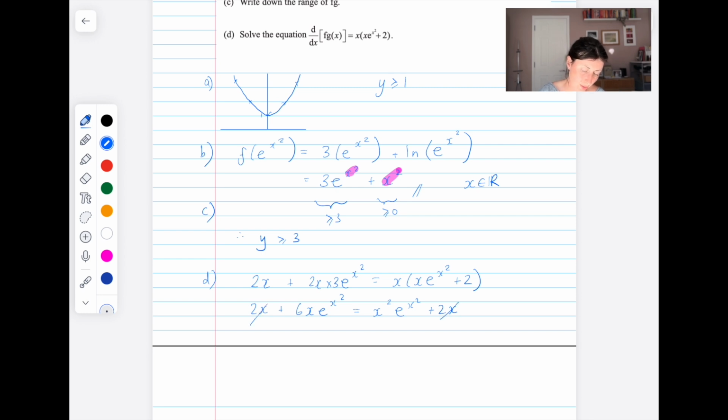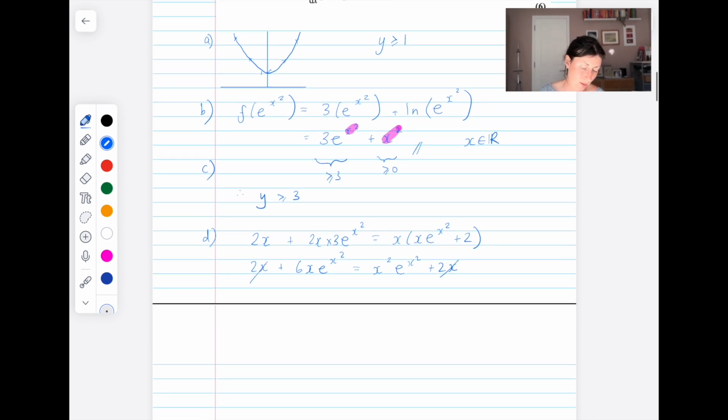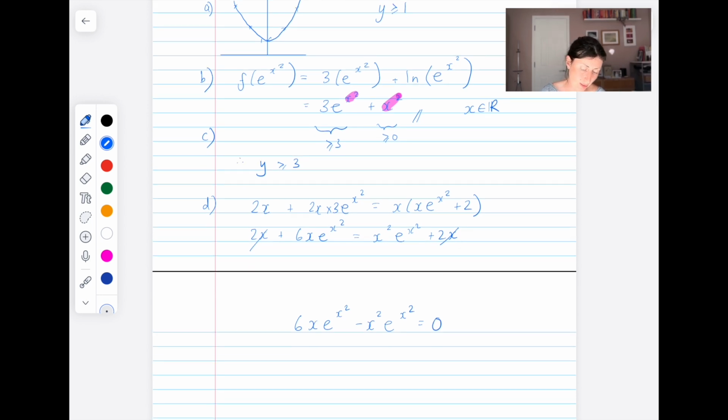2x on both sides, so minus 2x from both sides. And then, if in doubt, make it equal to 0. Always a good idea to try and get your equation equal to 0. So now, rather than dividing, I'm going to factorise. So I can factorise out an x and an e to the x squared. That will leave me a 6 and a minus x.